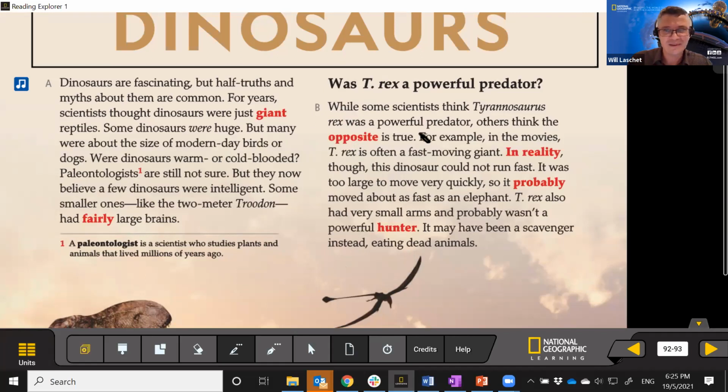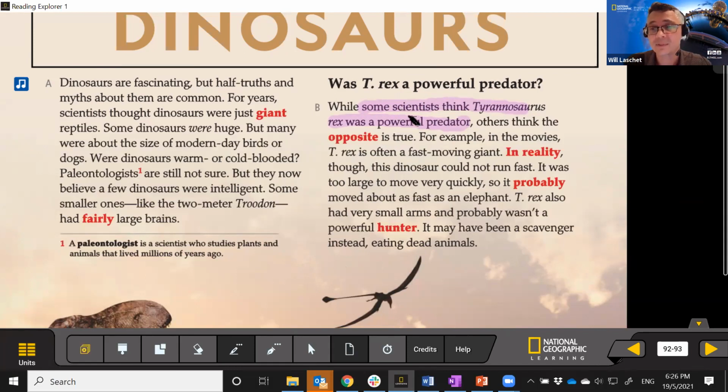What can you tell me? Okay, was it a powerful predator? Anything that we can pick out? So at the top here, it does say some scientists think Tyrannosaurus rex was a powerful predator. Okay, right. That's a good phrase there. Yuri says opinion is divided. Okay, there we go. So some scientists think this.